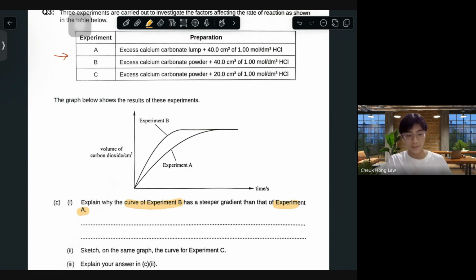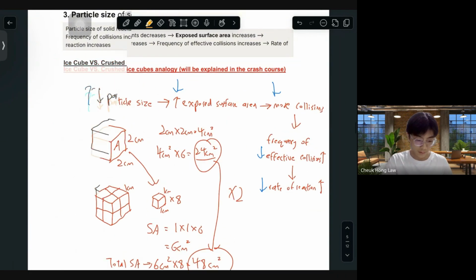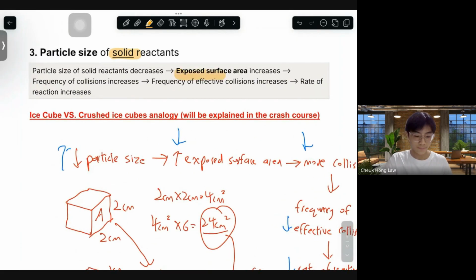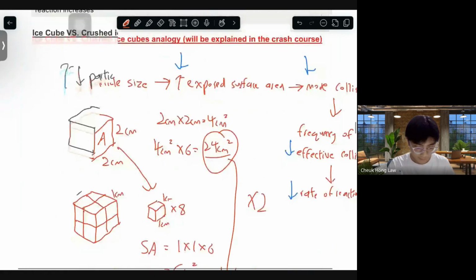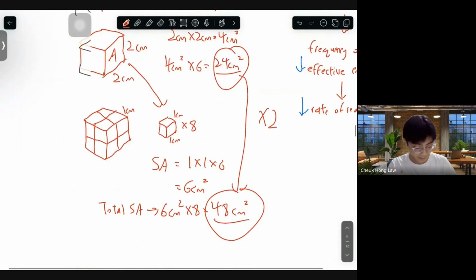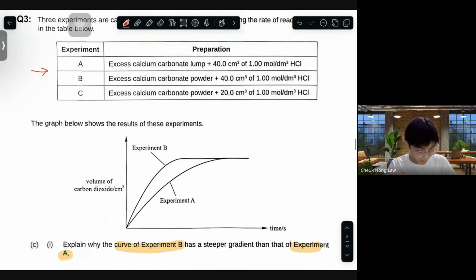Don't use the word more particles, okay? In chemistry exams, they are looking for keywords. So the keyword here is your particle size is smaller, therefore your surface area increases. Okay, use the words particle size and surface area. Don't use more particles for this factor. Because it's more surface area, that's why there is more collisions.